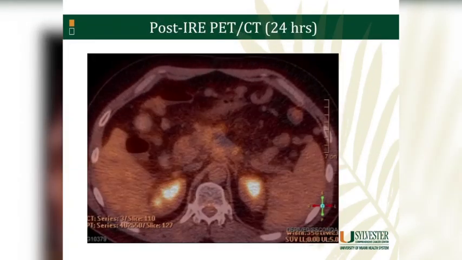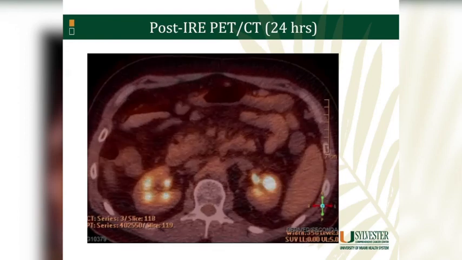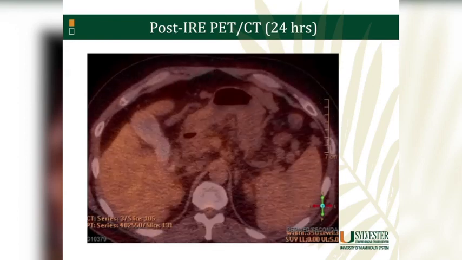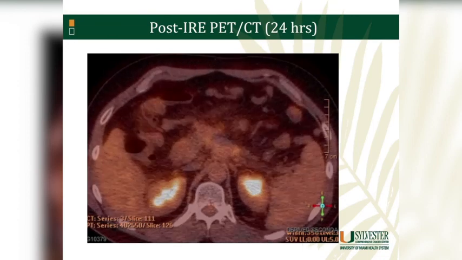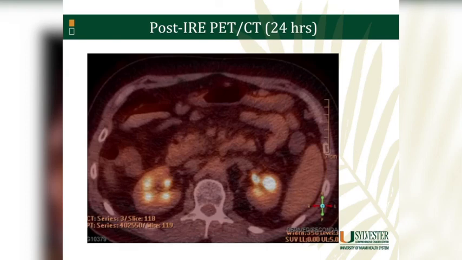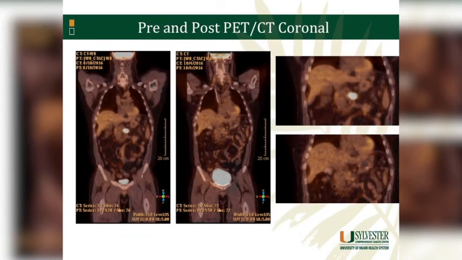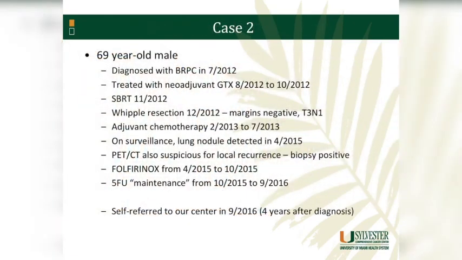So this was in September of 2016. This is a 1-day post-treatment PET scan. I'm going to show that to you again. The PET scan is almost completely negative 24 hours after the procedure. There's a little bit of enhancement around the rim of the tumor. This patient has now been followed for the last 6 months. This is a 1-month post-IRE CT scan, which doesn't show any significant difference in the size of the tumor, but a PET scan done 3 months later continued to show no FDG accumulation in the tumor, so he's still on follow-up.